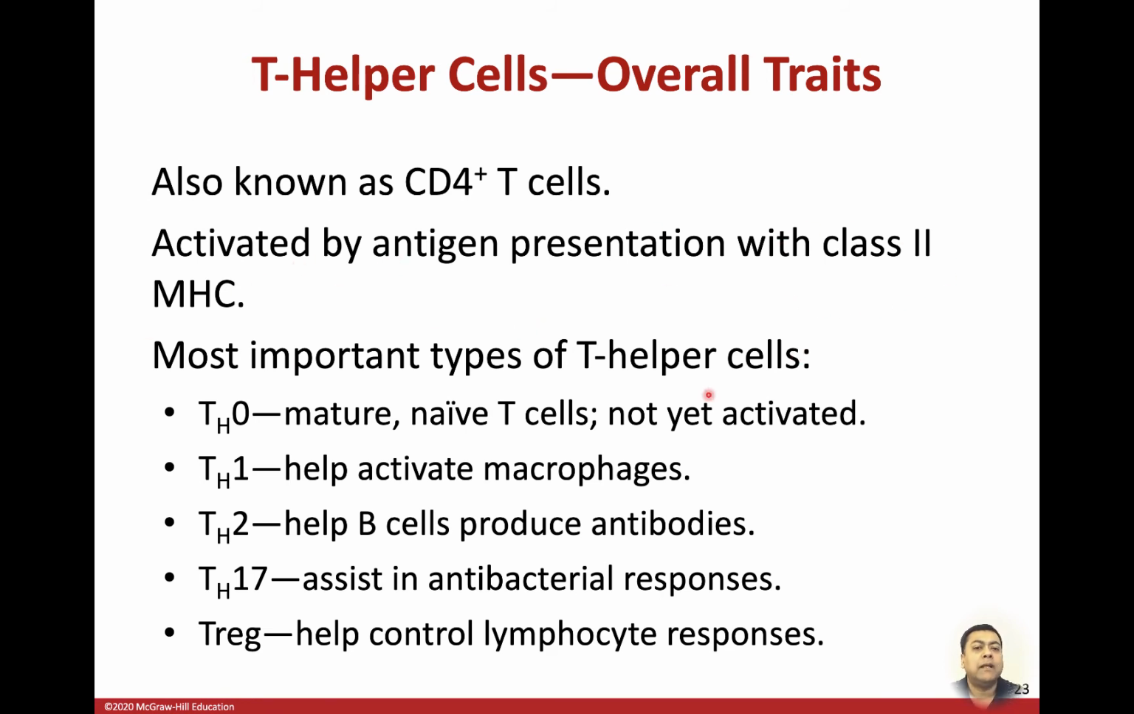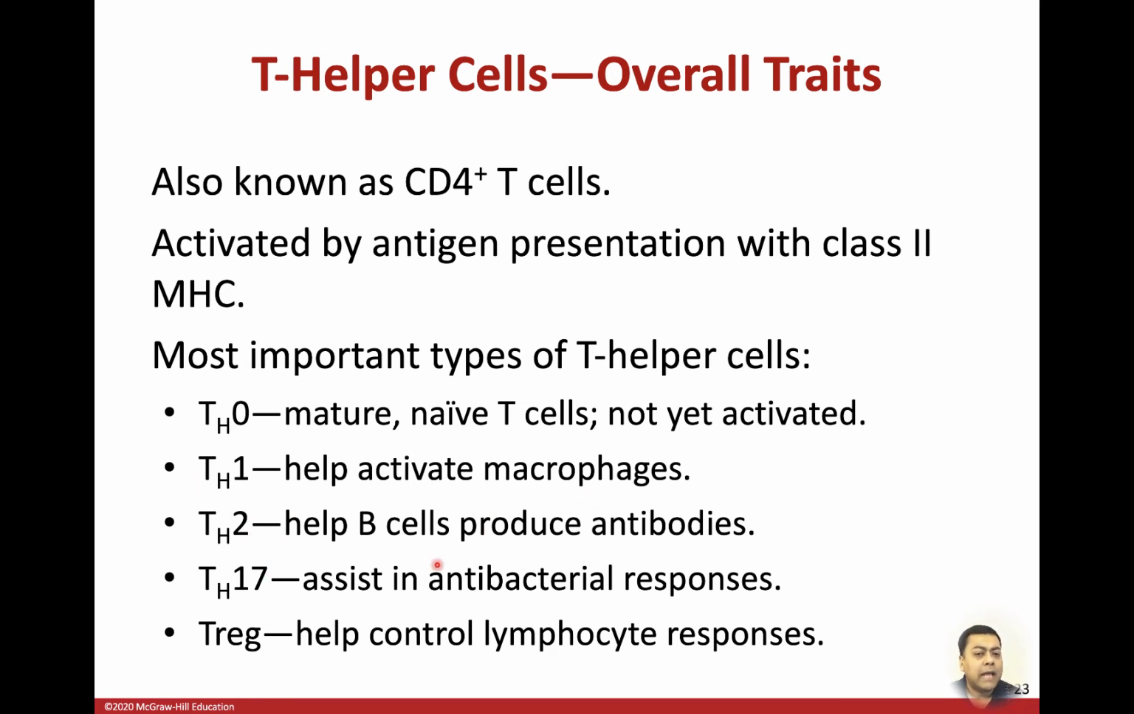Most important types of helper cells: Th0. These are the mature, naive T cells, not yet activated. They're just waiting for antigen to be presented. Once they're activated, they will differentiate into Th1. This will help to activate macrophages, but there are other functions. These are just some of the basic functions. They will activate B cells and others, and we'll come back to that.